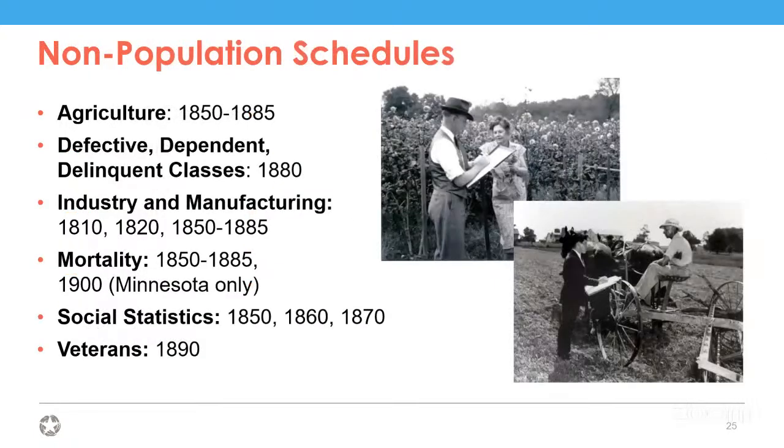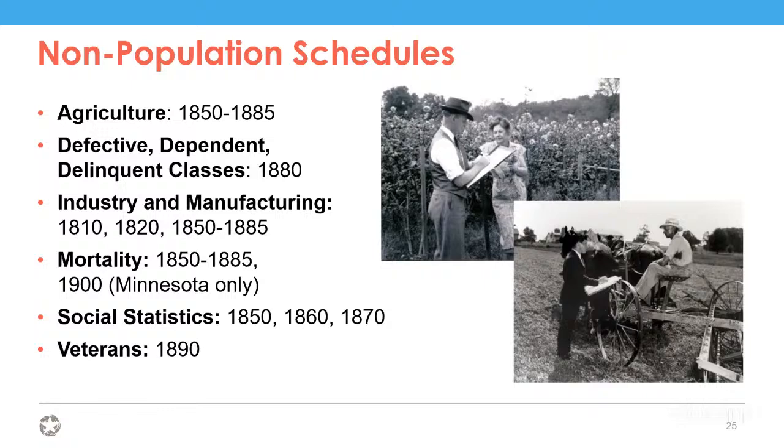There are also a few other schedules, the non-population schedules that can be used to look for people. They are often similar to the general population census, but have more specific information about those topics. So, for example, the agricultural schedule will detail information regarding farms. So, who owned them, how big they were, what kinds of livestock they might have had if they were a livestock farm, possibly what crops they grew. So, if you had farmers in your family, that might be a good source of figuring out where family members were located. They also had the defective, dependent, and delinquent classes.